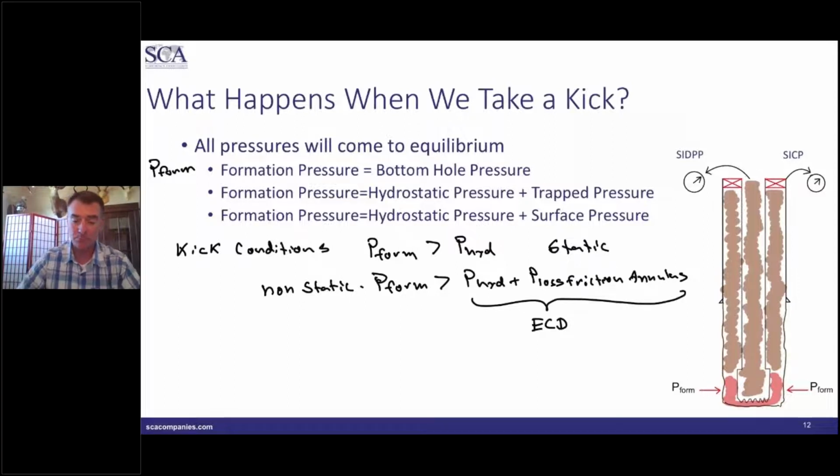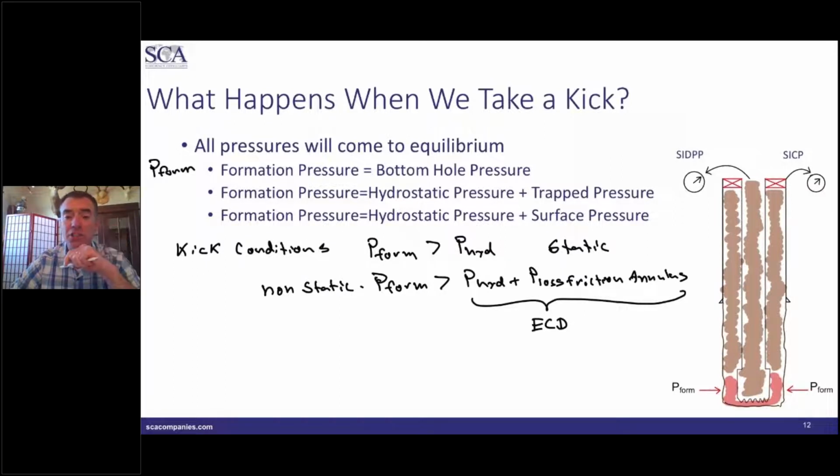How does that happen? Well, if your well bore is open and you haven't shut it in, the only way you're going to bring that pressure up to keep the well bore from kicking, keep the formation from kicking, is to either raise your mud weight, increase the density, or to pump harder so that your ECDs go up, okay?